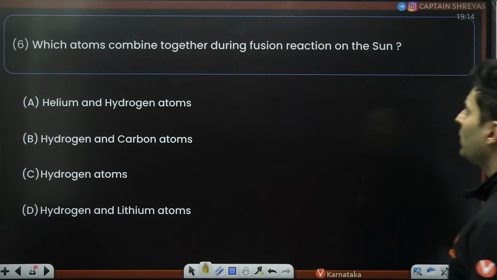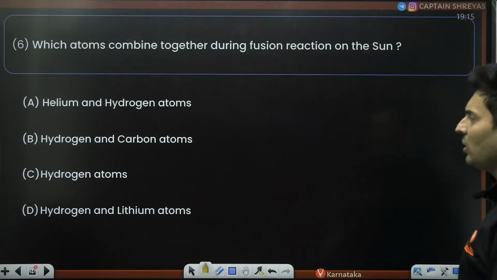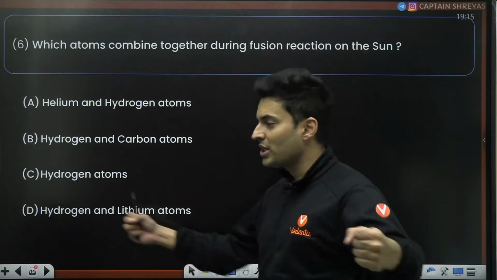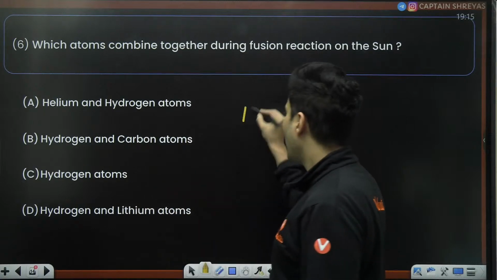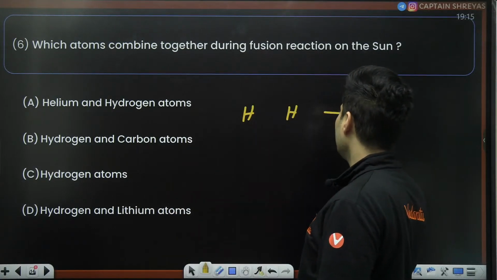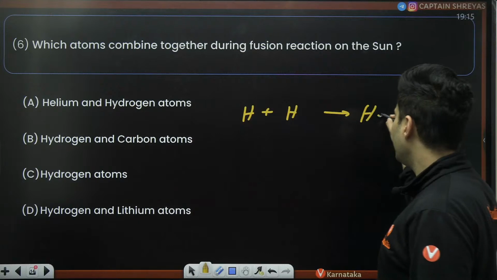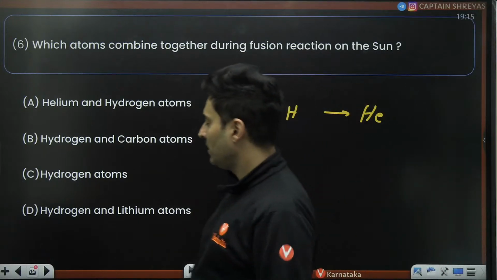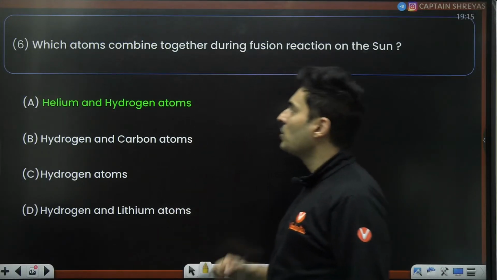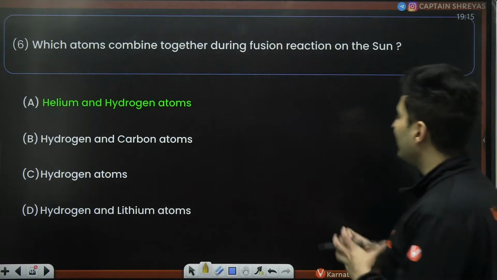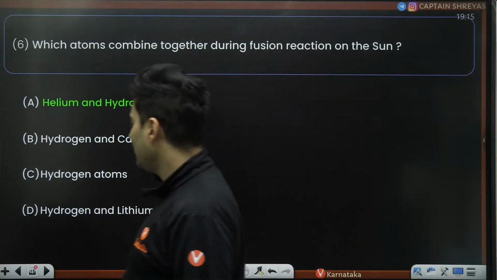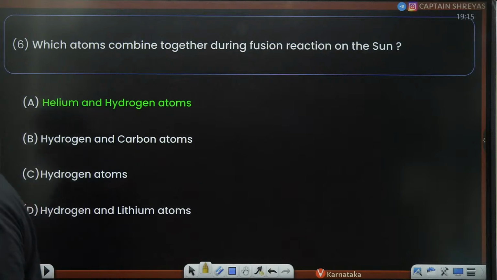Which atoms combine together during a fusion reaction on the sun? Very simple. Fusion: what happens? Hydrogen atoms meet and they become helium. So hydrogen atoms combine together and undergo the fusion reaction.